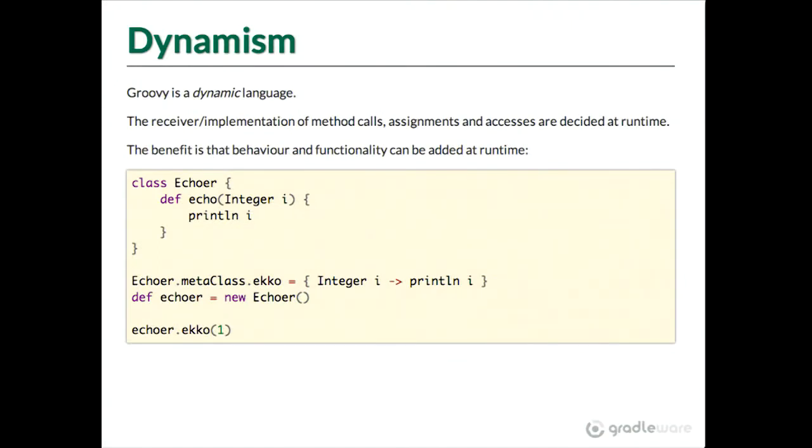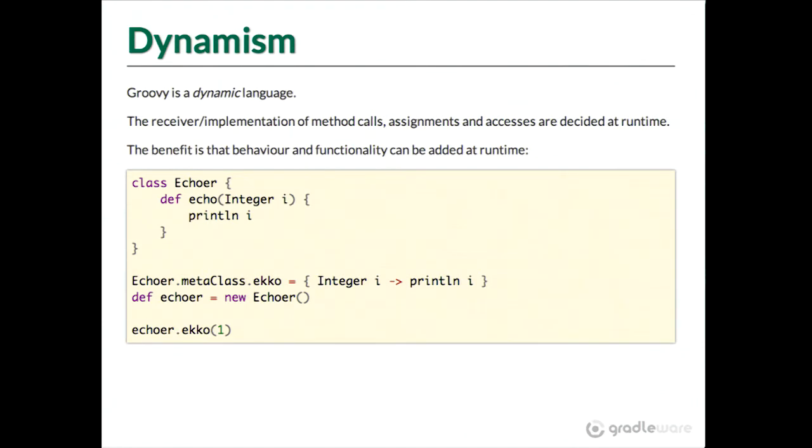Dynamism. Groovy is a dynamic language, as I said at the start. So what that means is that the receiver, what's going to receive method calls, assignments, accesses, is decided at runtime. And the benefit is that it can be changed or altered and behavior can be added at runtime. So what I've got here is a class called Echoer, and it has a method called echo that takes an integer and it just prints that integer. Here, I'm actually adding to that class at runtime.